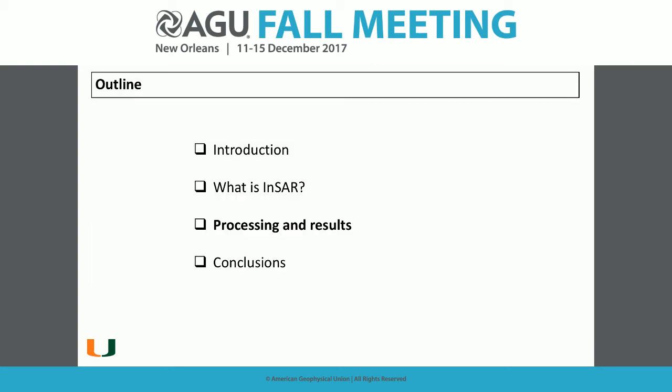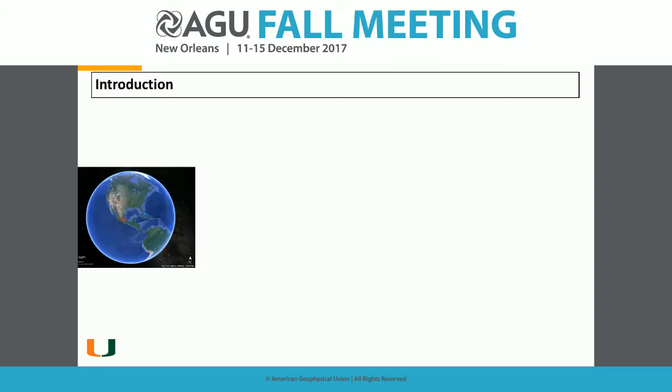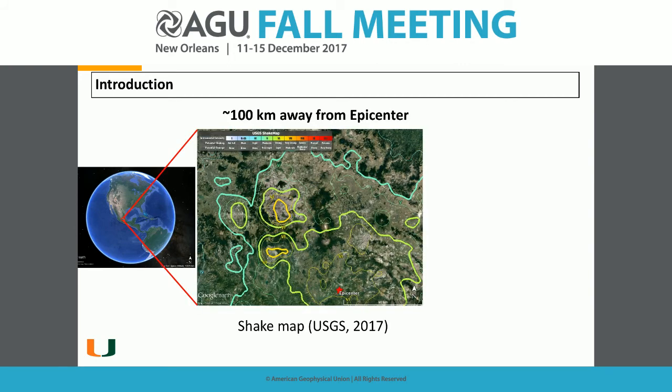The outline of this presentation is a quick introduction, then we want to talk about what InSAR is, then the processing and the results we have, and the conclusions of the work. As you know, Mexico City is located in central Mexico, and is 100 kilometers away from the epicenter. But still, with these contours, we show the shaking map from the USGS. And as you can see in the part of Mexico City, there is very strong shaking.